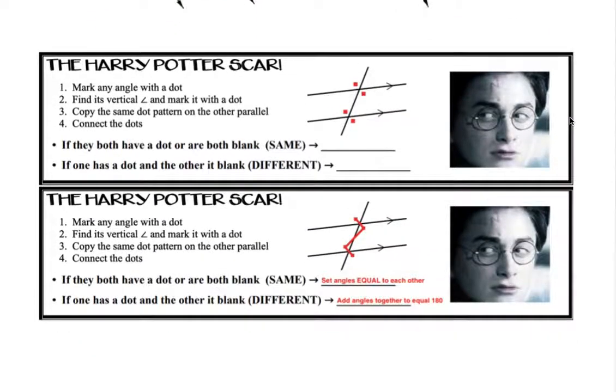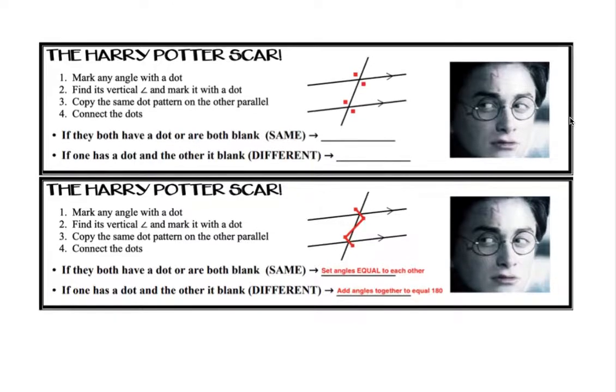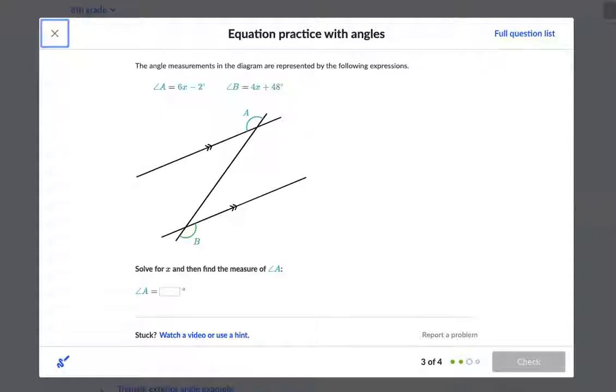You can always use your Harry Potter scar kind of shortcut where you have the dots on the vertical angles and connect them to make a scar. If they both have dots or both are blank, then you can set them equal to each other. If one has a dot and the other is blank, then they're going to not be congruent and they're going to be adding up to equal 180. So let's go on and do some examples.